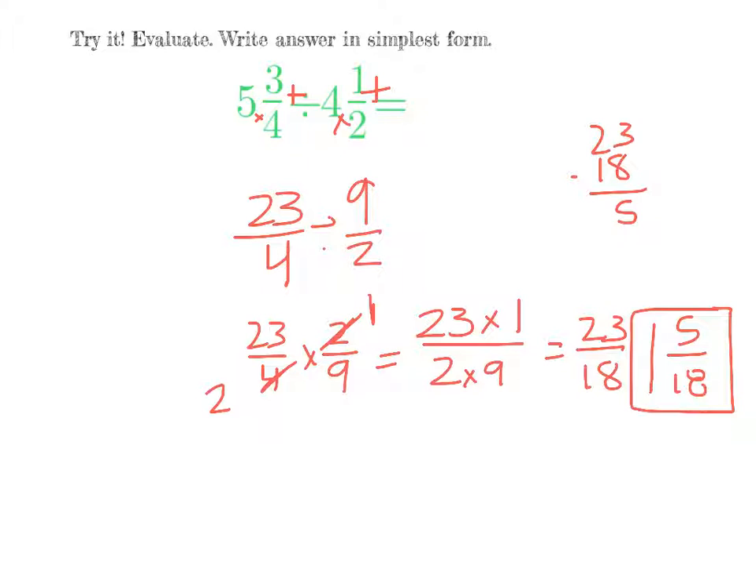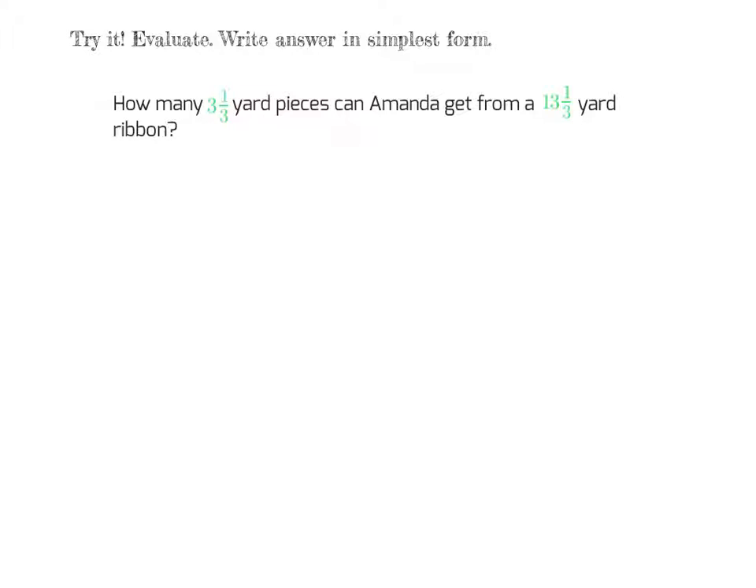Let's go ahead and try your next try it. So I'm doing a lot of try its because it is important that you guys are practicing this skill. So, how many 3 1/3 yard pieces can Amanda get from 13 1/3 yard ribbon? Go ahead and solve it on your own. Okay, so the trickiest part here is you need to think, what is she splitting up? That's your first number. So she's splitting up her ribbon. So we want to take this larger piece, and that's our first, our dividend, 13 1/3, and we're going to divide it by the sizes of pieces she wants, meaning how many 3 1/3 groups are in 13 1/3.